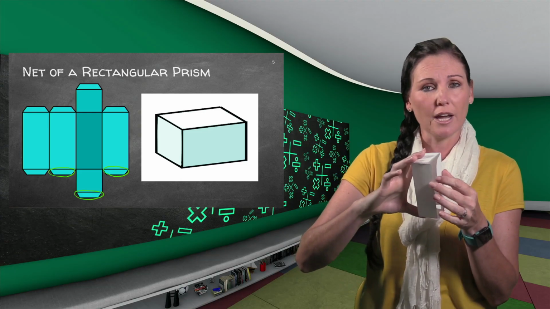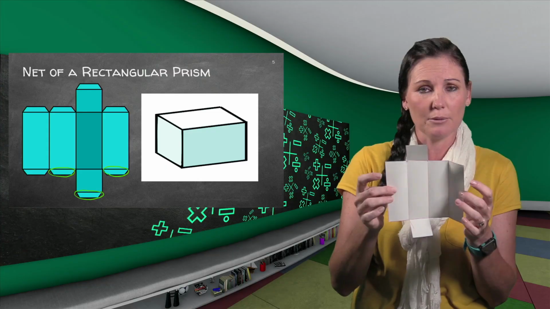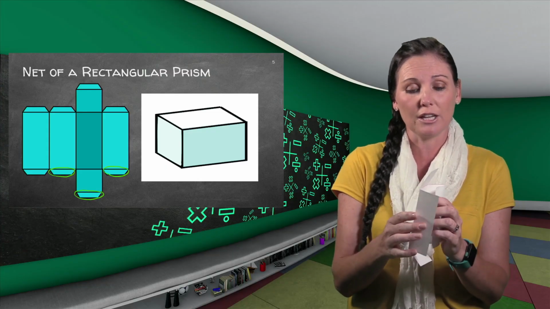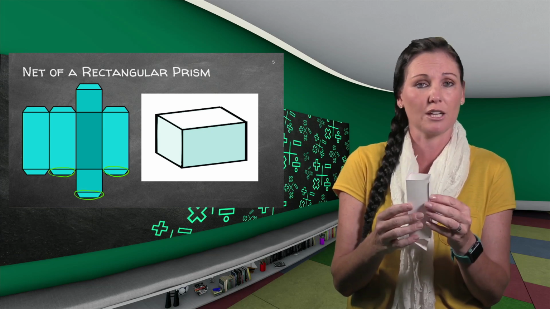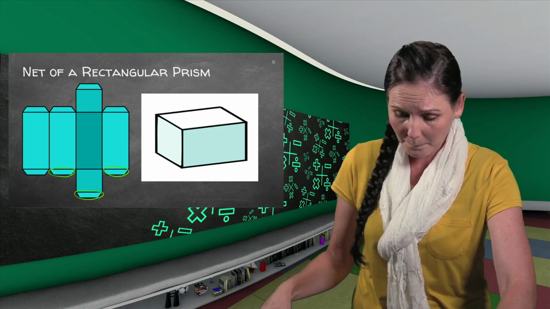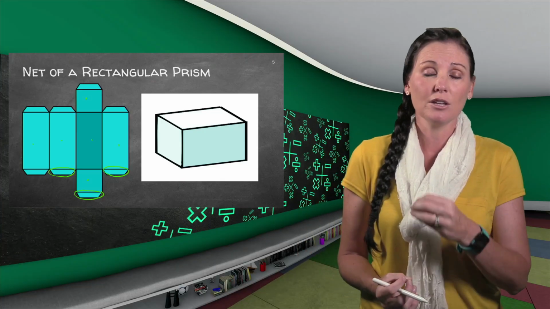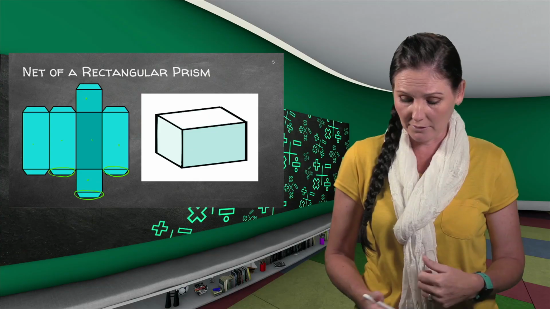Can you see I do not have those pieces on the rectangular prism that I made? And now I'm going to struggle to get it closed. I'm going to use sellotape or something to get it closed properly. Okay. So a rectangular prism has 4 rectangles, and then 2 bases, which can be squares or rectangles. A rectangular prism's bases can be squares or rectangles.